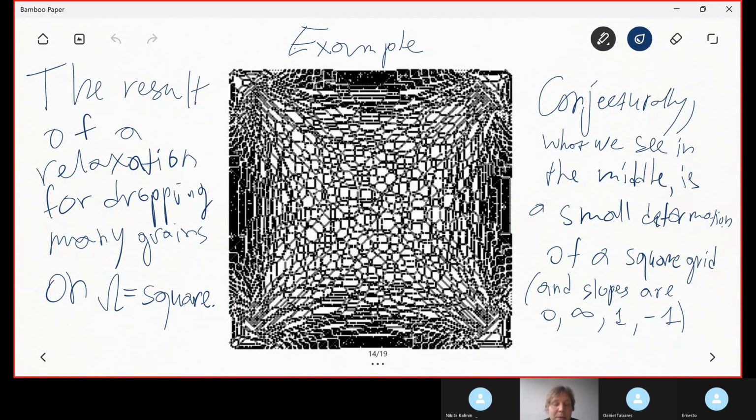It's some kind of perturbation of a grid, of the standard square grid, and so the slopes of the edges you'll see in the middle are only of 4 types. So occasionally there might be a higher slope, but usually there is only horizontal, vertical, and 2 diagonals. And I think it's not proven so far. It's something I think very much provable with some probability theory.